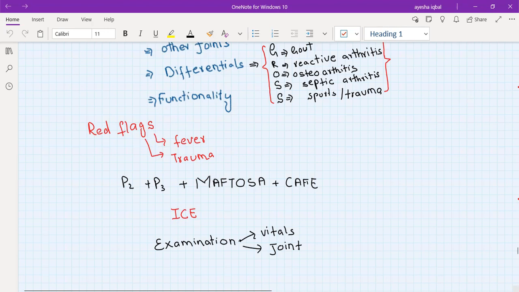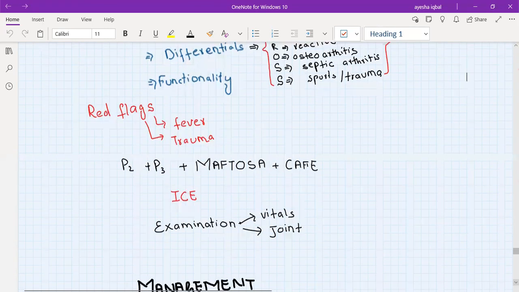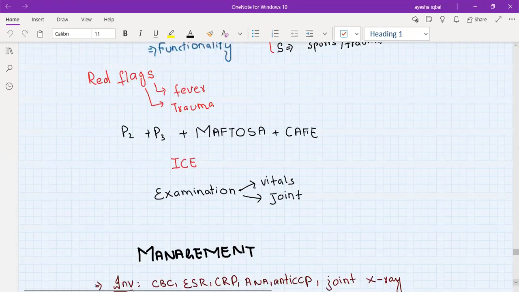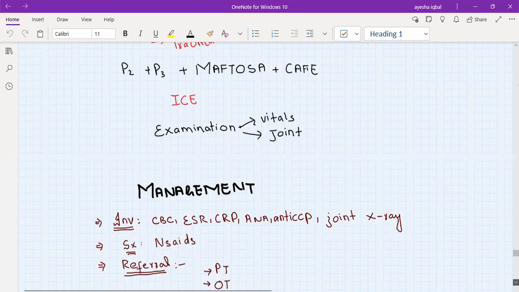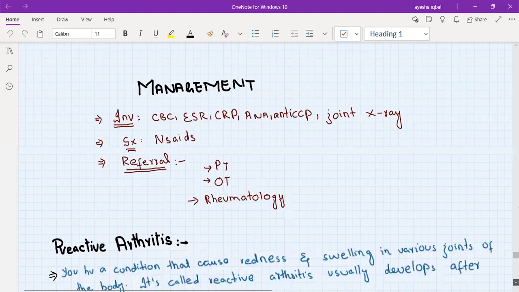So in a patient with joint pain, you will examine vitals and you will examine the joint. So for example, if a patient with rheumatoid arthritis presents with pain in their fingers, then you will examine the vitals and you will examine the finger joints. Okay. Then you will move on to the management.